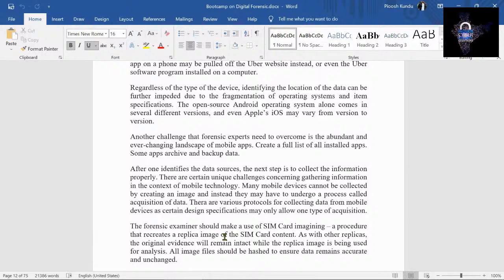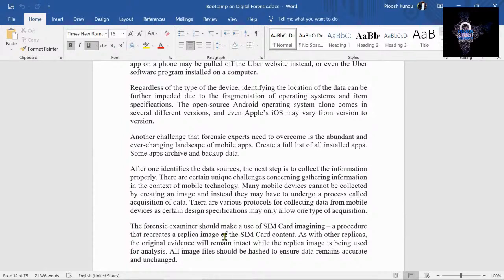Some apps are archived, and the backup data too. After one identifies the data sources, the next step is to collect the information properly. And there are certain unique challenges concerning gathering information in the context of mobile technology. Many mobile devices cannot be collected by creating an image, and instead they undergo a process called acquisition of data. And there are various protocols for collecting the data from mobile devices, as certain design specifications also allow the type of acquisitions.